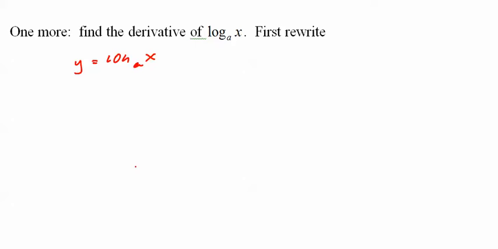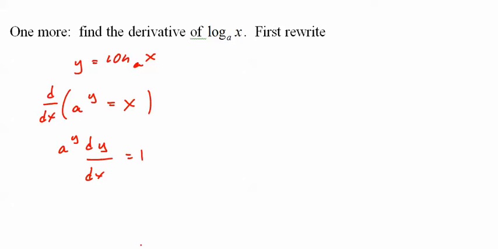And I know quite a few different ways to do this. a to the y equals x. Differentiate on both sides. As we know, we get a to the y when we differentiate this side. I'll write that in for you if you prefer. dy/dx equals 1.